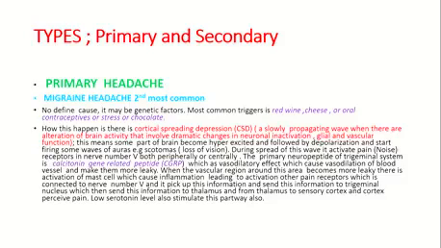When information is sent to the sensory cortex, it will perceive the information, and what is being perceived there is actually pain. And what is pain? Pain in the head is headache. That is how migraine headache occurs.